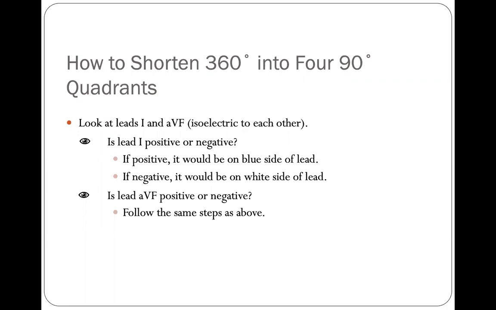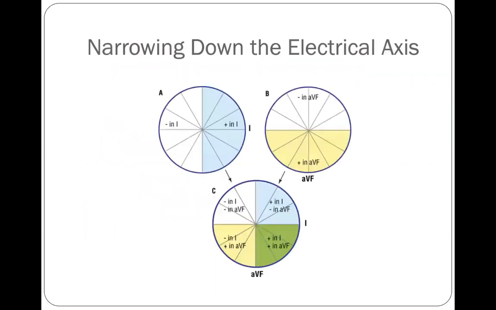The only 2 leads that we initially need to look at are leads 1 and AVF. They are biphasic to each other, and because they are on the 0 and 90 line, it cuts the circle vertically and horizontally. So if lead 1 is positive or negative, or AVF is positive or negative, those are the only things that we need to look at.